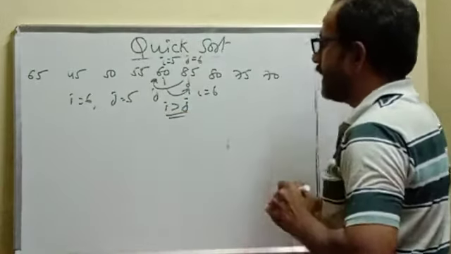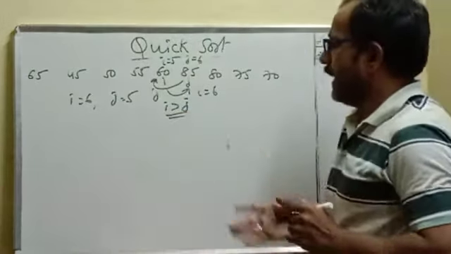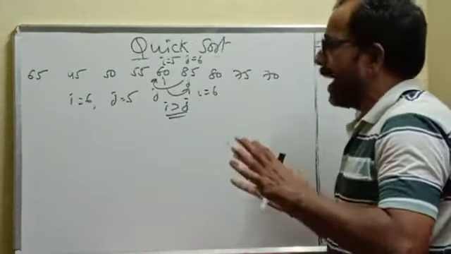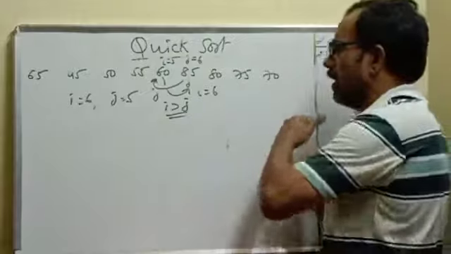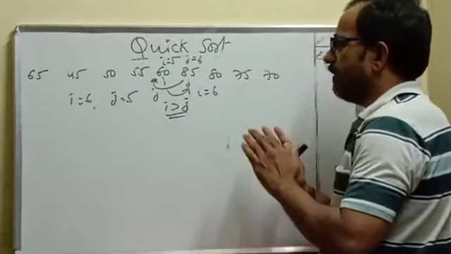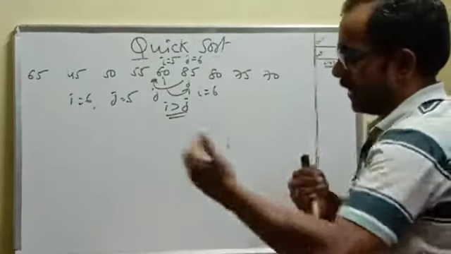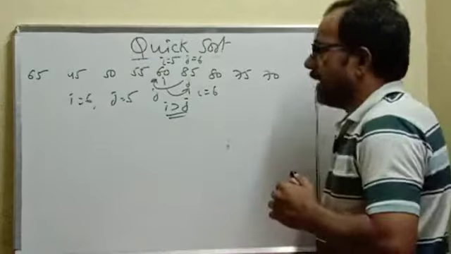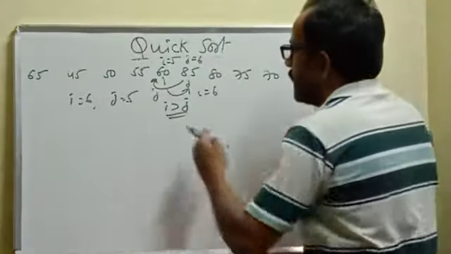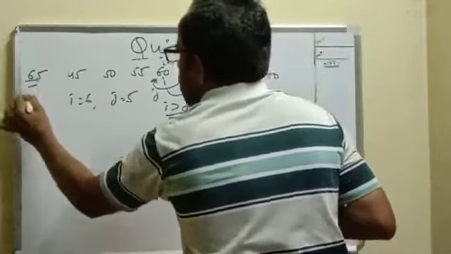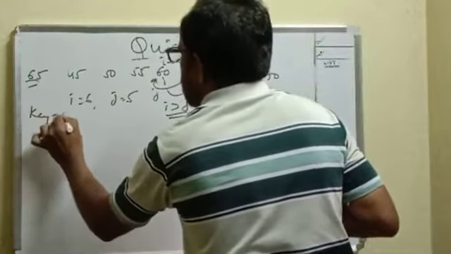Once i is greater than j, we conclude that, just by using the partitioning procedure, all the greater values are already pushed into the right side part, and all the smaller values have already been brought into the left side part. Is it clear now? So once i is greater than j, what is the key element? Key is 65.